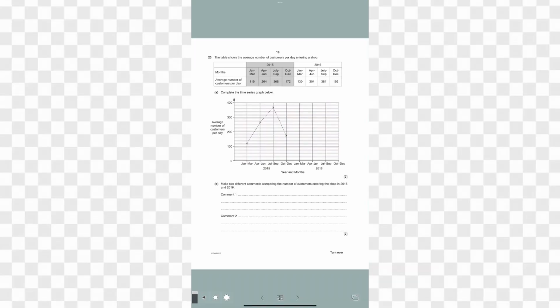The table shows the average number of customers per day. Complete the time series graph below. So here I've completed them. Make 2 different comments comparing the number of customers entering the shop in 2015 and 16. So one thing you can talk about is the total number of people shopping. So there are more total customers in 2016 versus 15.